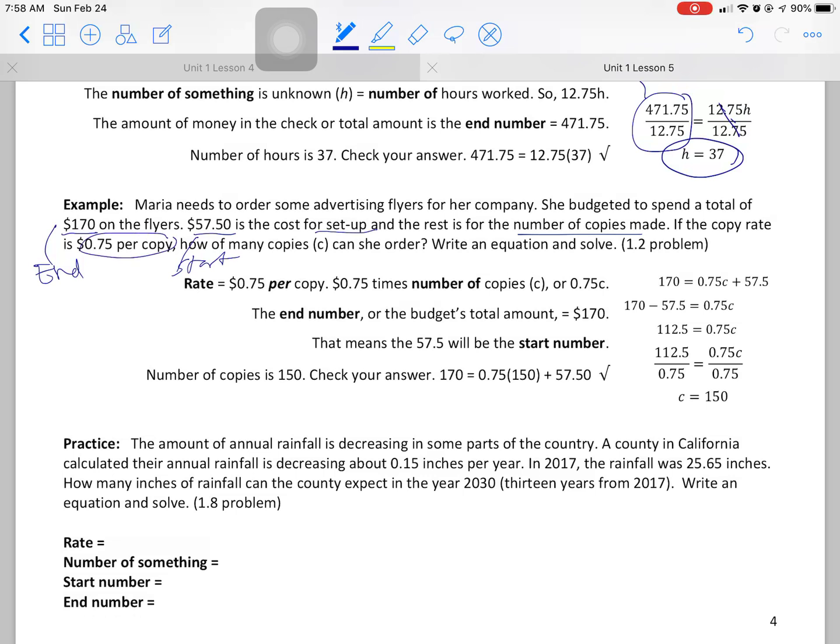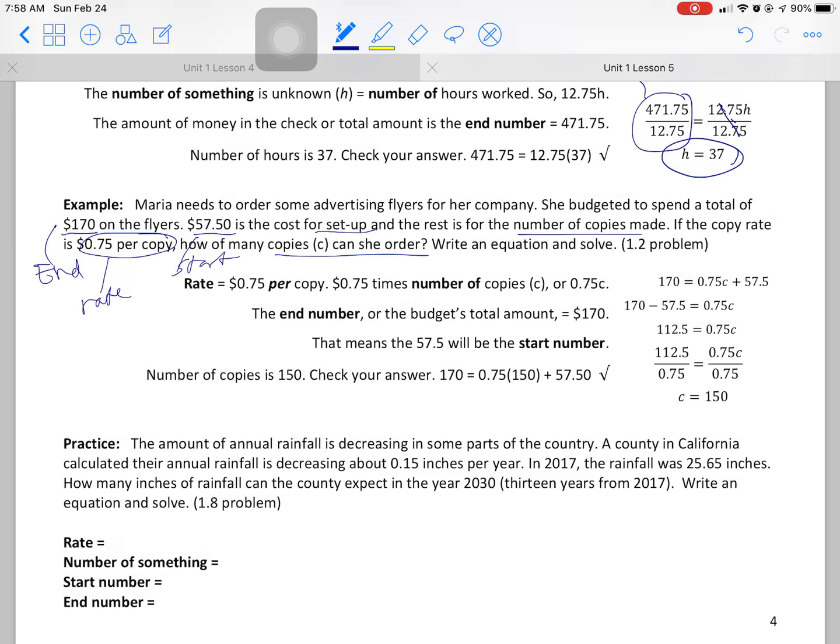So if there's 75 cents per copy, that's the rate, how many copies should she order? I mean, that's not an unreasonable request. If her budget for flyers is $170, she can't go over that. She called the copy place and they said it was $57.50 for anything to be done. That's the setup they charge for any run for flyers. And then they charge an additional 75 cents per copy. So how many can she get and not go over her budget?